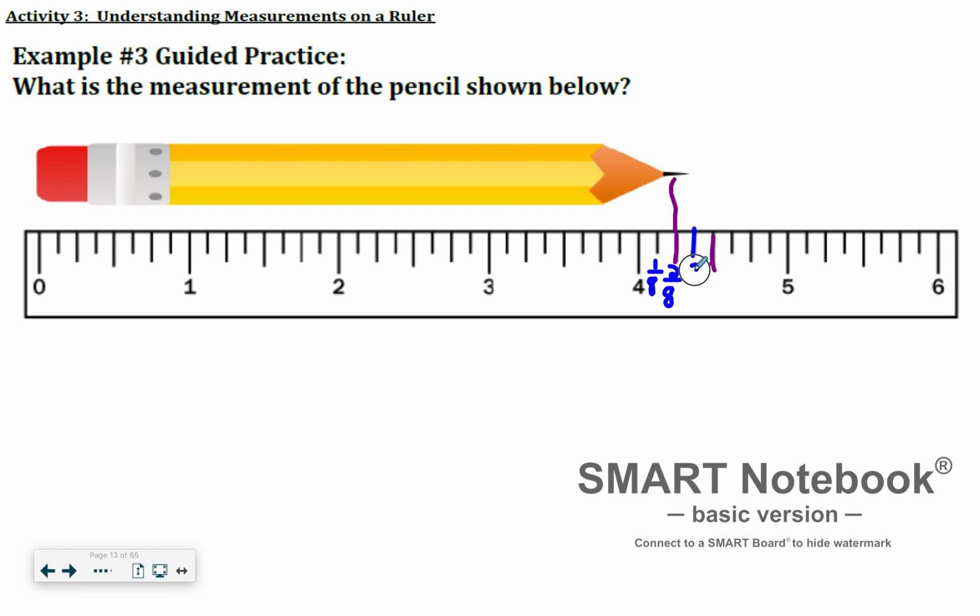and this is 4 3/8. That means this pencil is 4 3/8 inches. All you have to do is see what tick it lines up with. Is it the halfway mark? Is it a quarter mark? Or is it 1/8 mark?